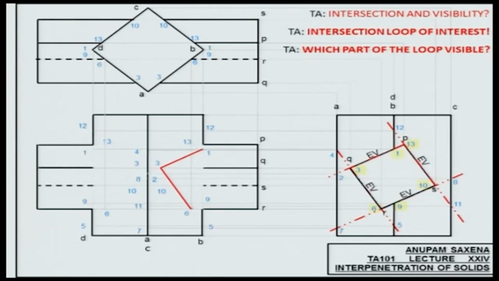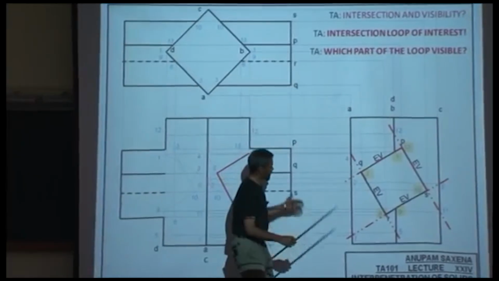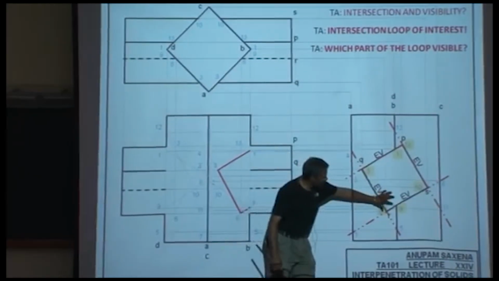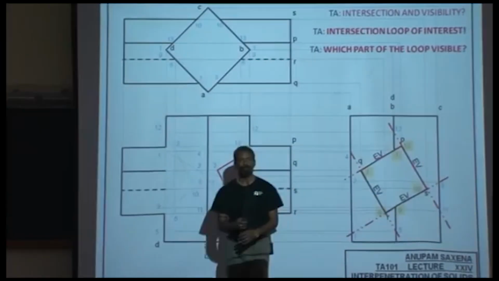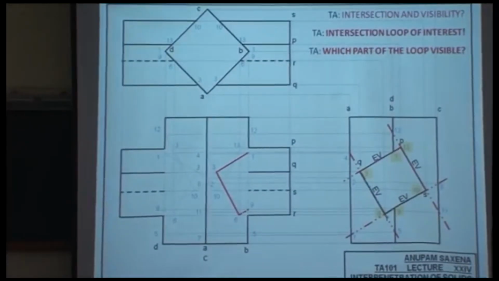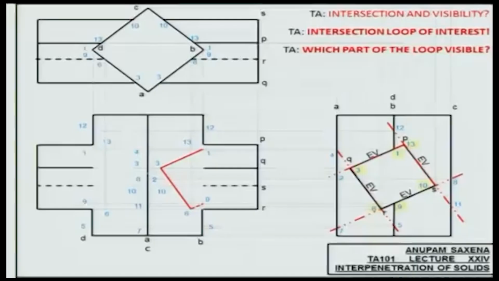Now 6 to 9. It will be a hidden line because it's going to be on the back side of this prism. If you are looking at the assembly from here, this is going to be behind. 9 to 10, visible, not visible? 10 to 13, visible, not visible?